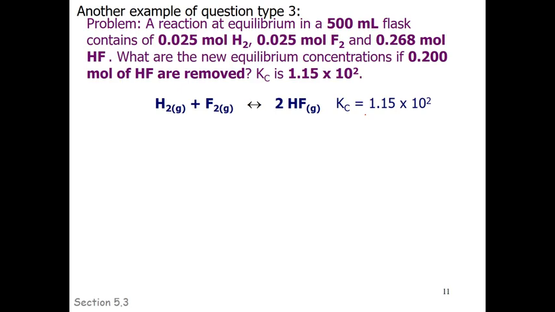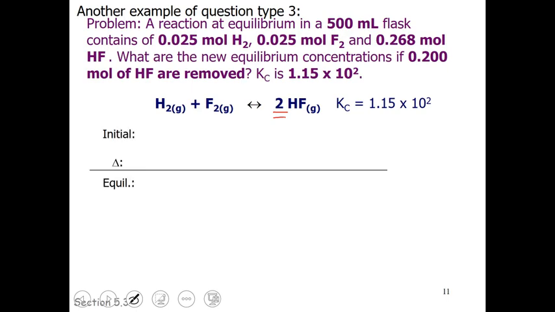It's important to know that there are 2 moles of HF in this reaction. So now we can set up our table. And let's say that you decide you are going to do your table in units of moles. So I'm going to directly put 0.025 moles of H2, 0.025 moles of F2, and my initial concentration was 0.268, but I perturbed the equilibrium by removing 0.200. So now my concentration is 0.068 moles.